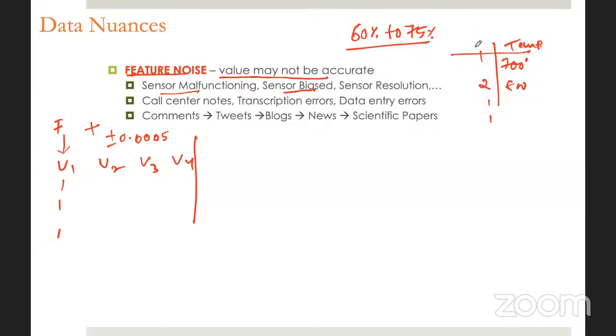So if you see, we are collecting data for every second. In a minute, how many data points will be there? In a minute, we'll have 60 data points per minute.